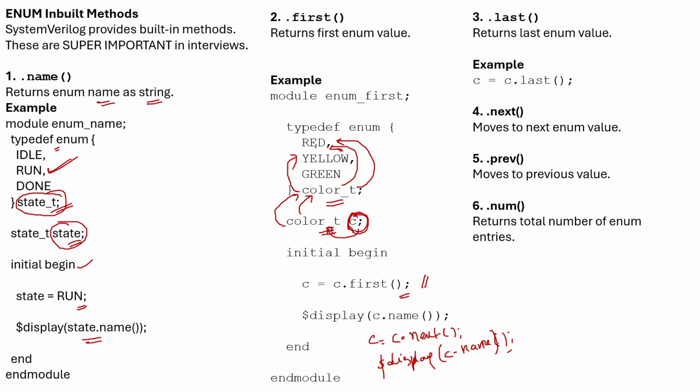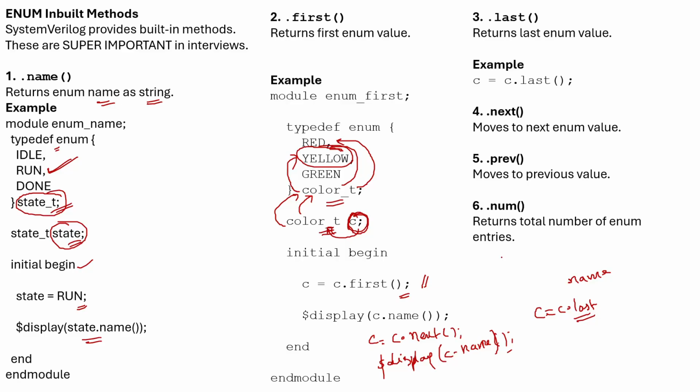What is the next name? Yellow color we are getting. And I want to get the previous value, so the last value I want to get. Then again C equal to C dot last. Whatever the color handle is there, based on that color handle you need to implement inbuilt methods like name, dot first, dot last, dot next, dot previous, in this way.